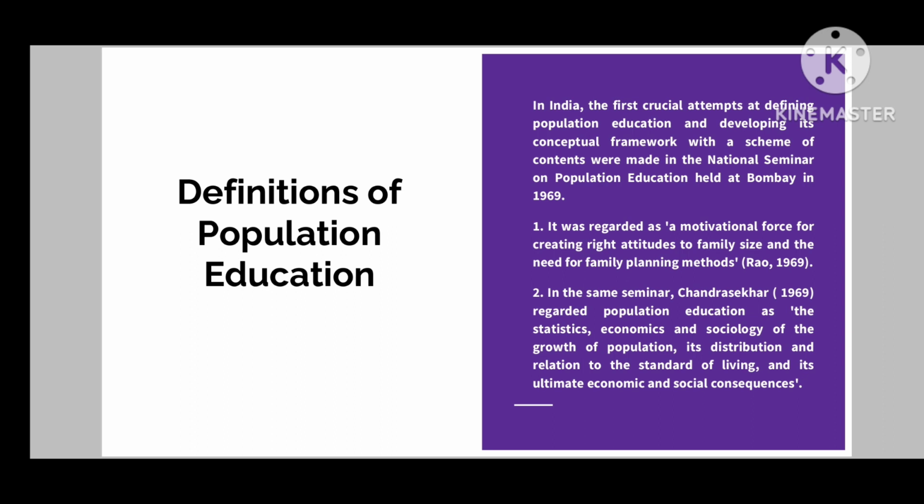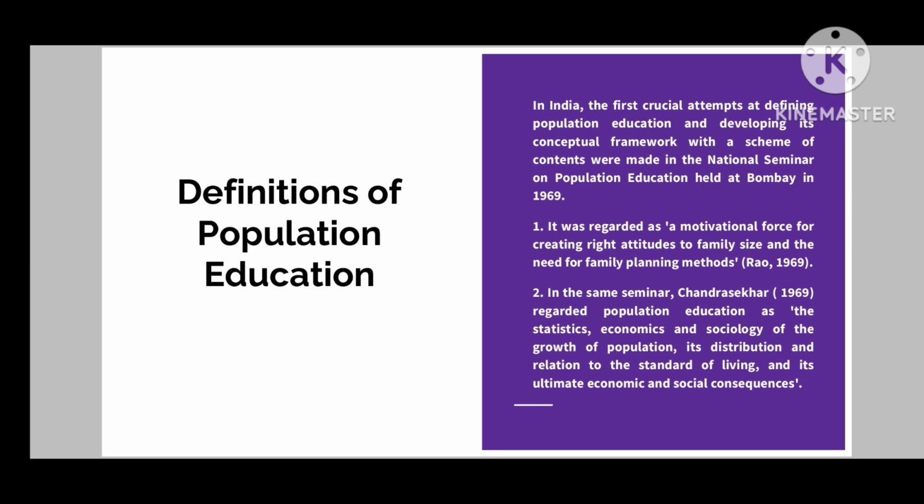The first definition: it was regarded as a motivational force for creating right attitudes to family size and the need for family planning methods. This is the definition given by Rao in the year 1969. Another definition, given by Chandrasekhar in the same seminar in 1969, regarded population education as the statistics, economics, and sociology of the growth of population, its distribution and relation to the standard of living, and its ultimate economic and social consequences.